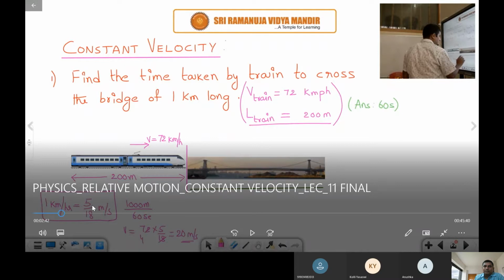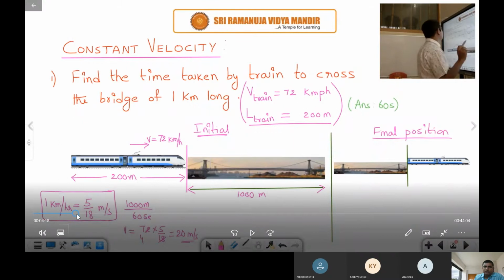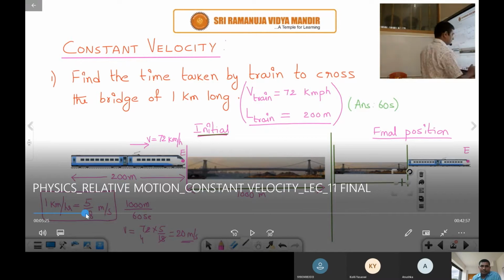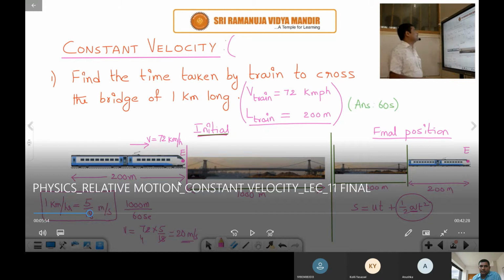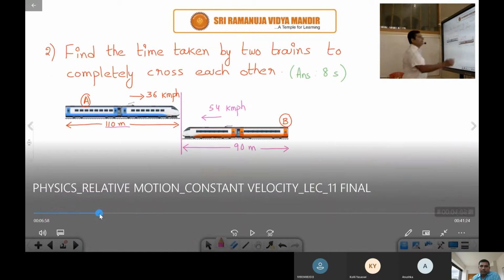Now, how much time does the train take to cross the bridge? This is a simple problem. Only thing is you should know what is the final position. Final position means when the entire train crosses the bridge, then the train is said to be crossed. So we have to remember how much length it has traveled. It has to travel the 1000 meters length of the bridge plus 200 meters its own length. So total distance traveled is equal to 1200.